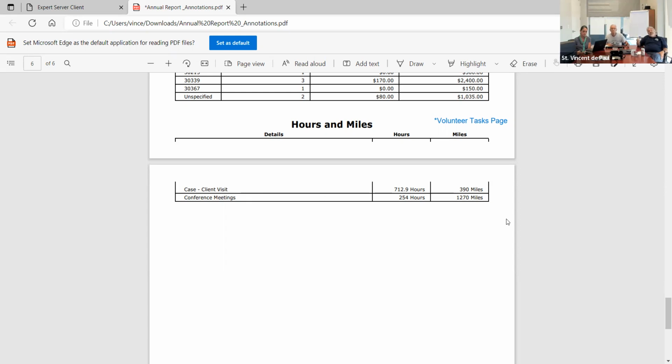Now, it's interesting, John, as you have in here for Holy Family, casework and conference meetings. So your treasurer doesn't put in all the volunteer effort that the treasurer puts in? He will at the end. Well, I mean, that's the annual report. I guess he hasn't put it in yet. It's the annual report at a certain point.